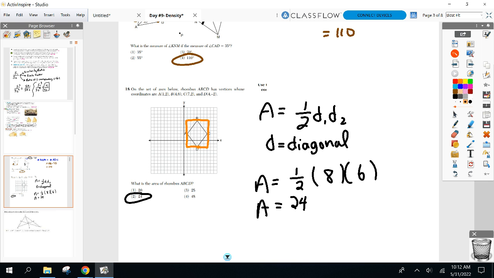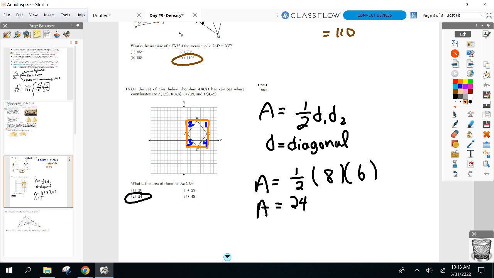You can find the area of the box and subtract out how many right triangles do I have up here. Find the area of this one, 1/2 base times height, 1/2 base times height, 1/2 base times height, and subtract them from the box. You can still get the area. That's any figure, guys, any figure.